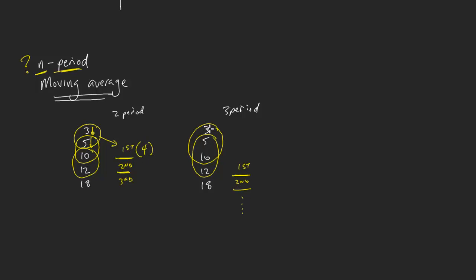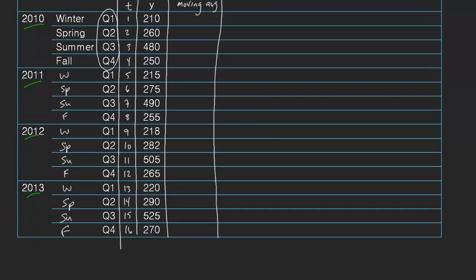My first average is the average of 3, 5, and 10. That's 18 divided by 3, so that's going to be 6 as a result. So your result completely depends on how many periods you're going to be averaging at one time. So you need to know how many periods.